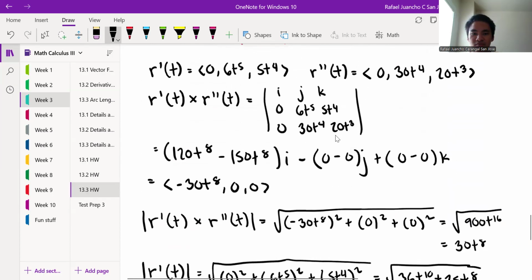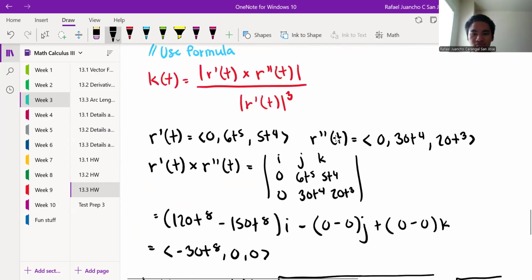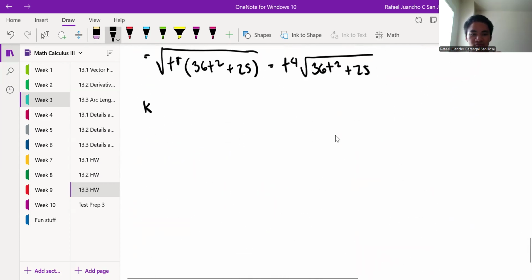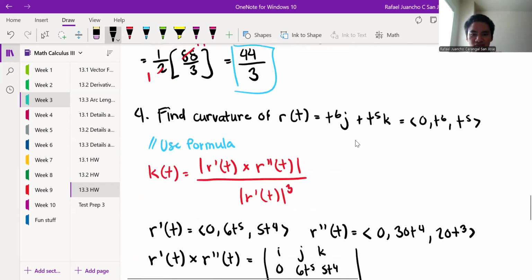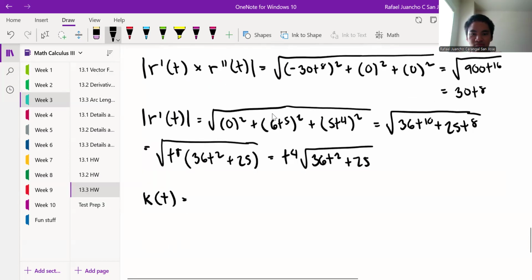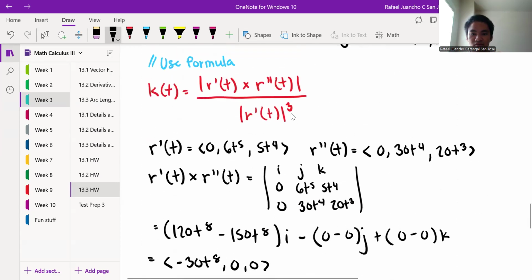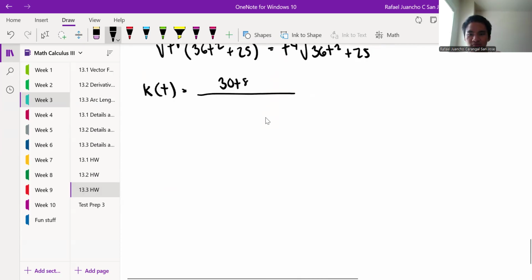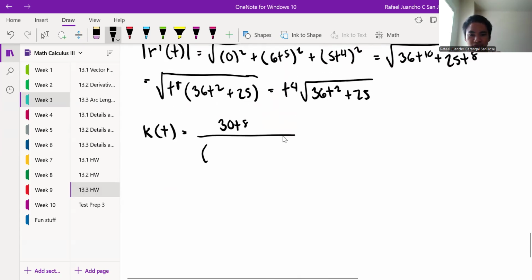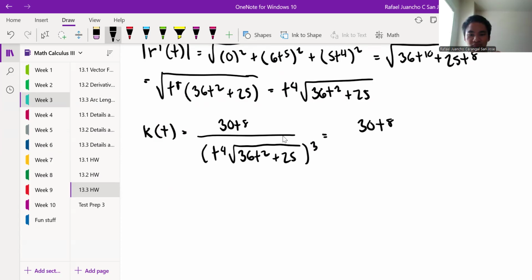Okay, and now I just put them all together. So my general curvature for this case is my cross product, so this thing, 30t over 8. I divide that by this thing, and I put in a cube. So it's this thing: my magnitude of my first derivative, I cube it, and I can keep on simplifying.